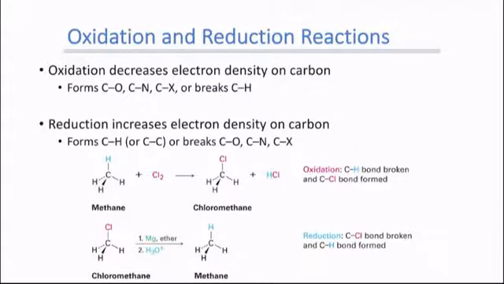So now let's briefly talk about oxidation and reduction reactions in the context of organic chemistry. With oxidation, really that's a decrease of electron density around the carbon. So oxidations form carbon-oxygen bonds, carbon-nitrogen, or carbon-halogen. It also can be considered an oxidation when we break a carbon-hydrogen bond. So the fewer hydrogens we have on there, the more oxidized the carbon is. Reduction is the opposite process. In reduction, we're increasing the electron density around our carbon. So that's when we form carbon-hydrogen bonds or carbon-carbon bonds, and we're breaking carbon-oxygen, carbon-nitrogen, or carbon-halogen.